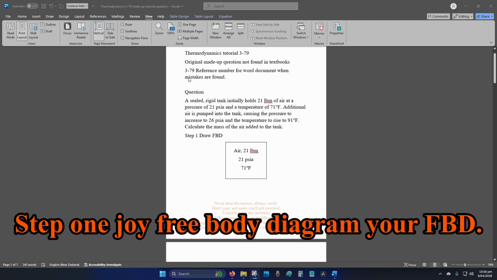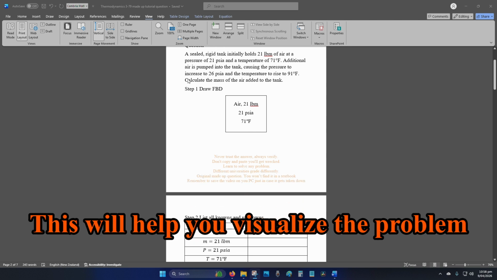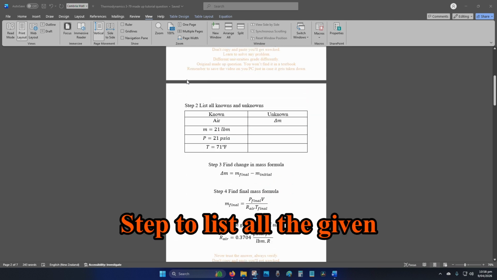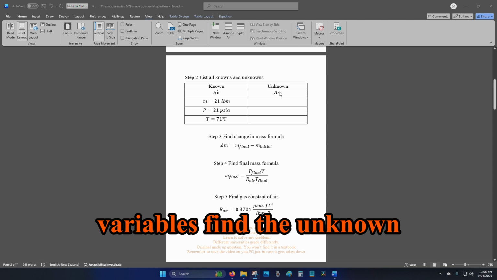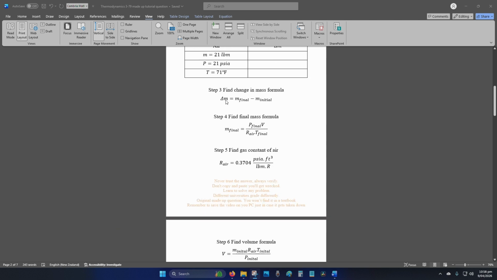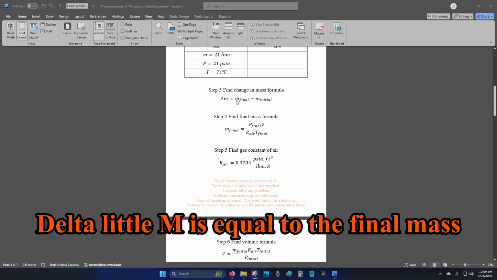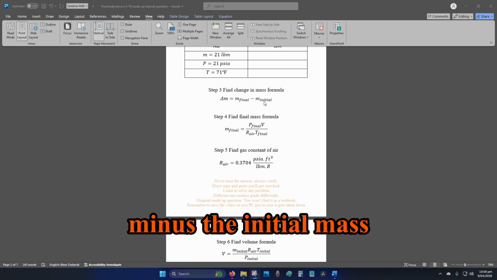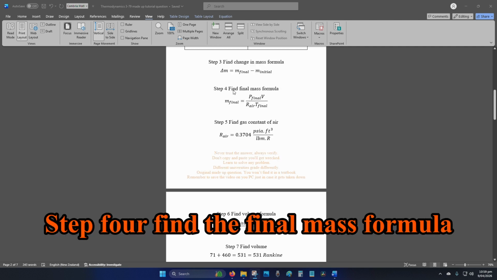Step 1, draw your free body diagram, your FBD. This will help you visualize the problem. Step 2, list all the given variables and find the unknown. Step 3, find the change in mass formula. Delta little m is equal to the final mass minus the initial mass. Step 4, find the final mass formula.